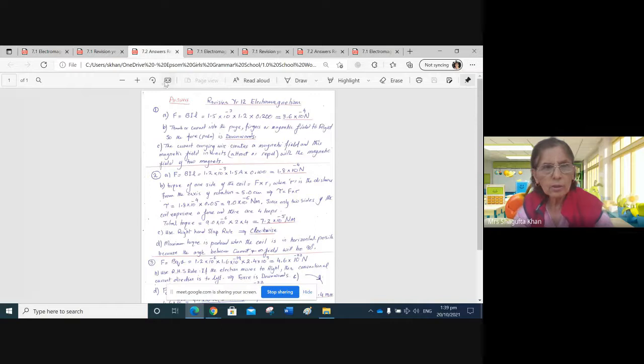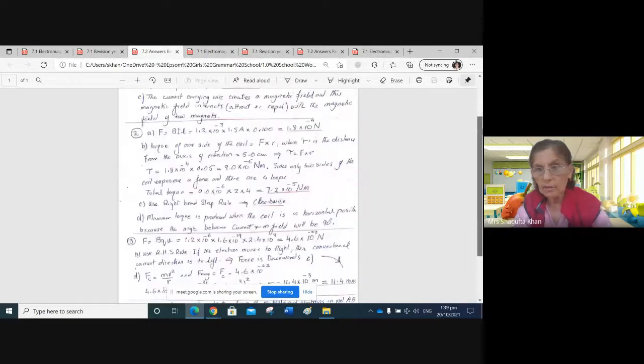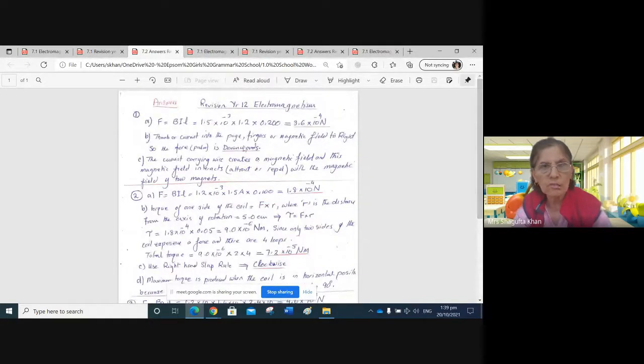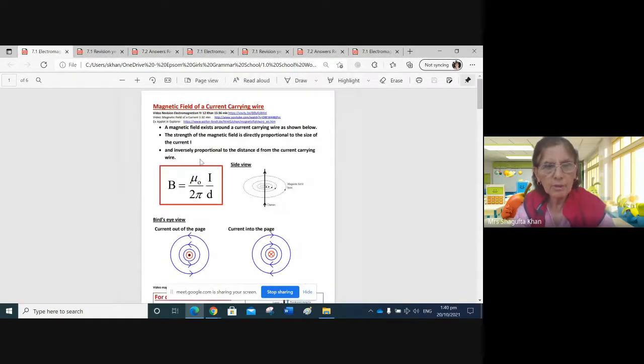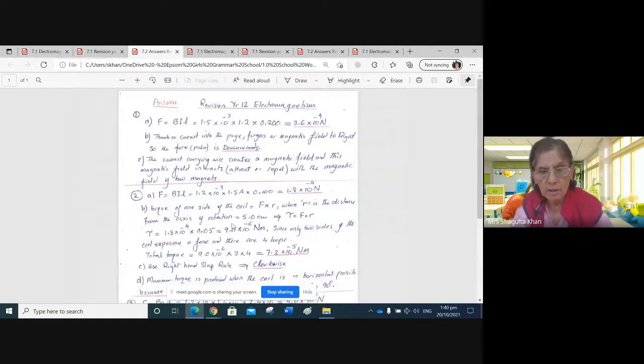Do you see another sheet called Revision Year 12 Electromagnetism Answers? Yes. Okay, so all these 4 questions are given there. If you do these 4 questions, and remember these were the notes, which were already posted, so you might have read those yesterday or on Monday, and this is the revision sheet and these are the answers. If you do these 3 things, I'm pretty sure that you will be all prepared for the electromagnetism topic.